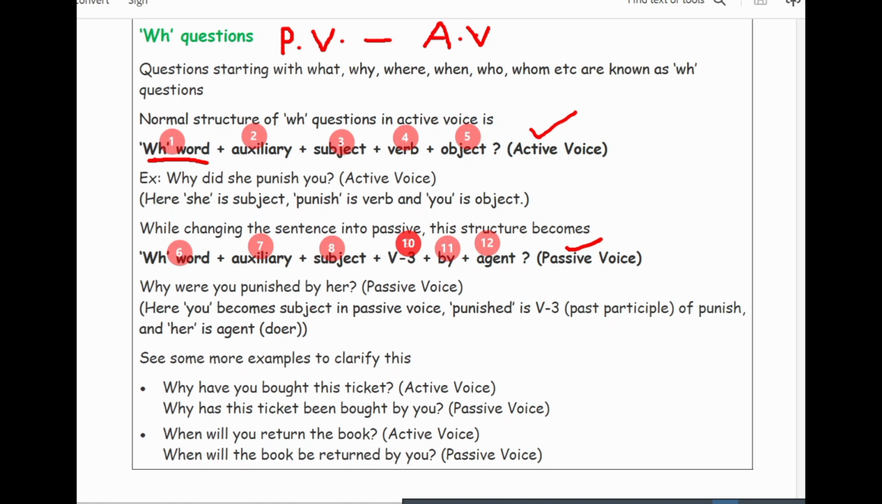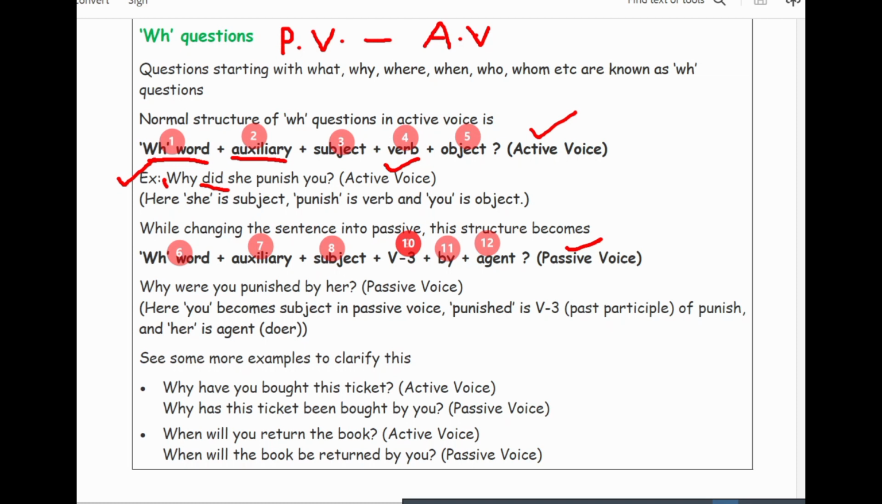Let's see the example. For example, why did she punish you? This is active voice, and this is a question, that's why it's interrogative. Here she is the subject, punish is the verb, and you is the object. More importantly, did is the auxiliary verb, we have to keep in mind. And why is our WH word.